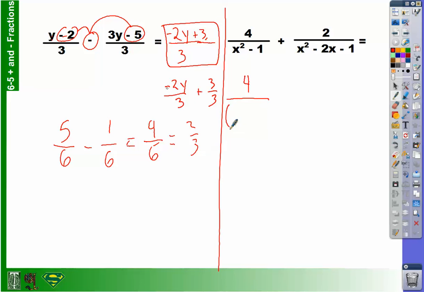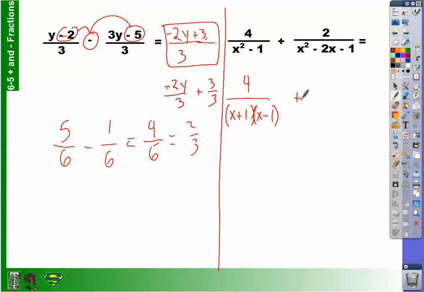And so I have a pair of binomials. And in a difference of squares, one is going to be plus, one is going to be minus. And the square root of x squared is x. So I have an x here and an x here. Square root of 1 is 1. So that's what I have here.